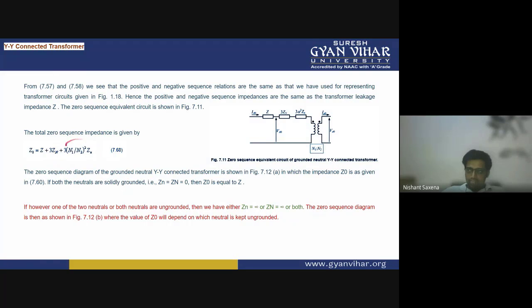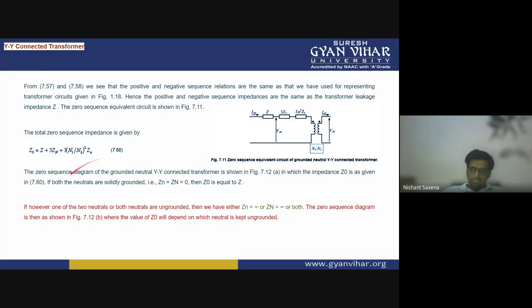Basically, what we have taken here is the referred value from the secondary side. This is the impedance of the neutral for the secondary side. So we have referred this neutral impedance to the primary side. That's the equivalent circuit.